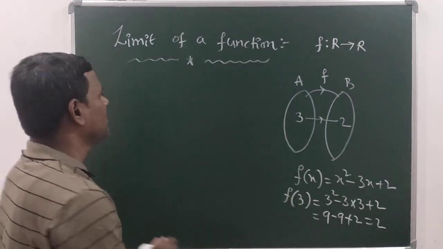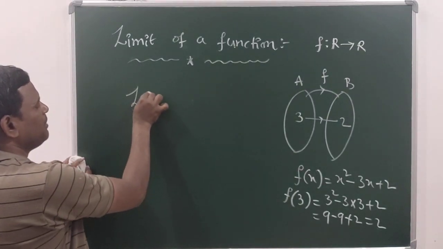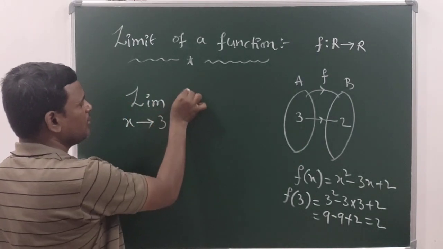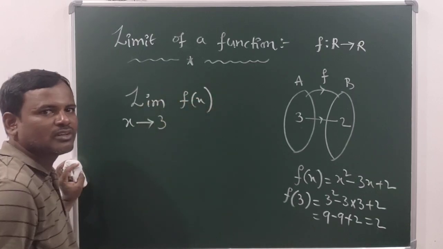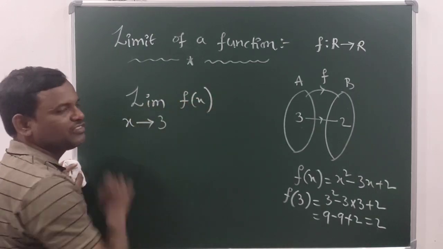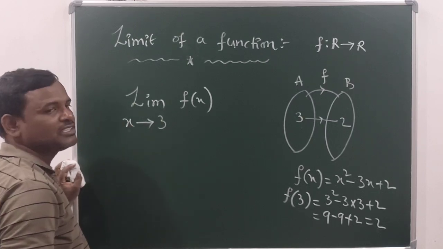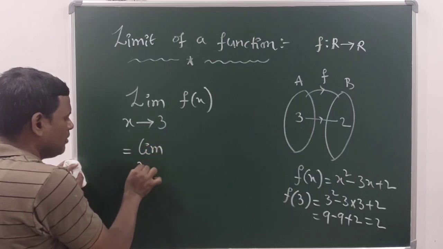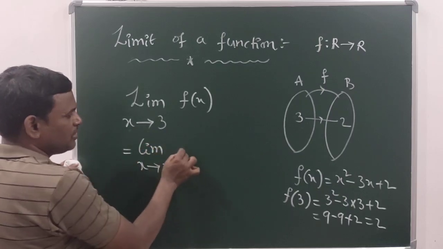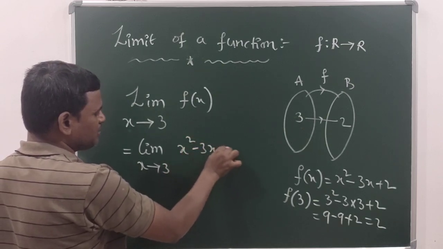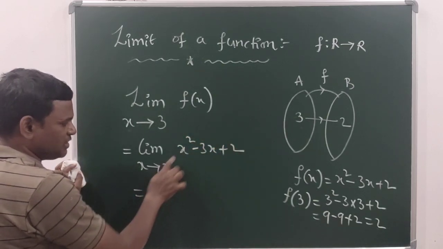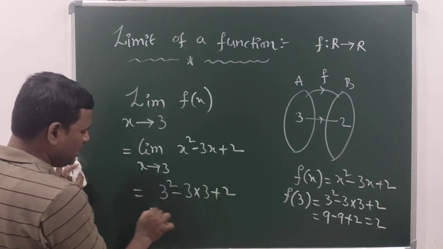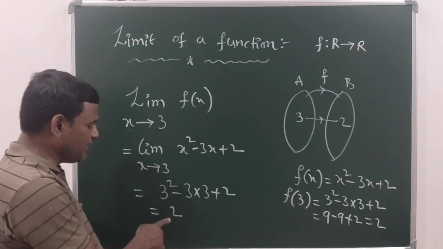But when you go to the limit of this function, limit as x approaches 3 of f of x, what is the value of this function when x approaches 3? Generally what do we do? Limit, x approaches 3, so write x square minus 3x plus 2. Now replace this x by 3, so what do you get? 3 square minus 3 into 3 plus 2. Here also on simplifying you will get 2.